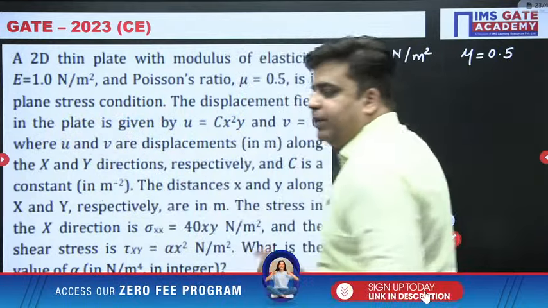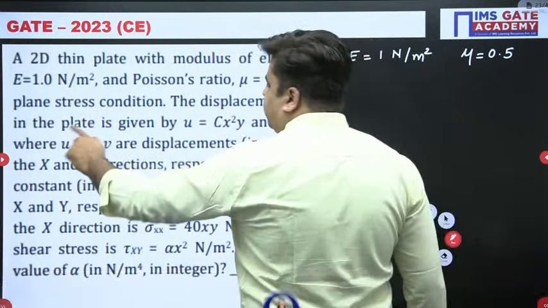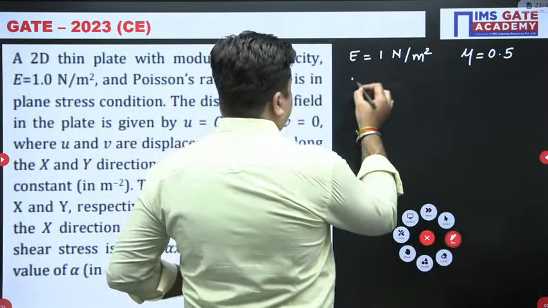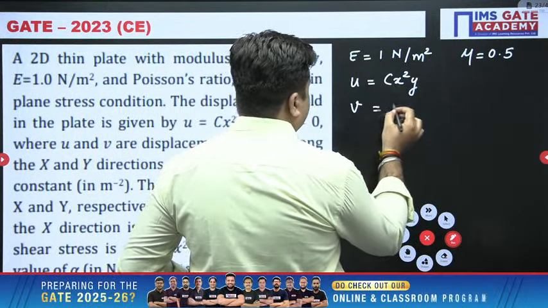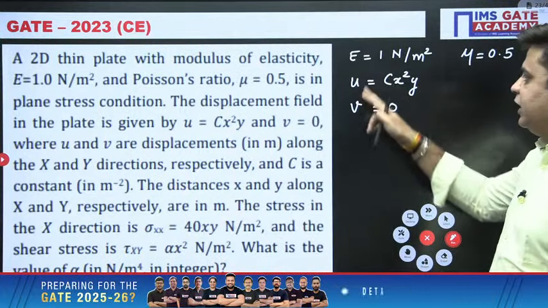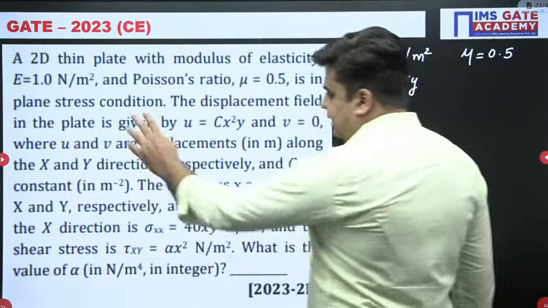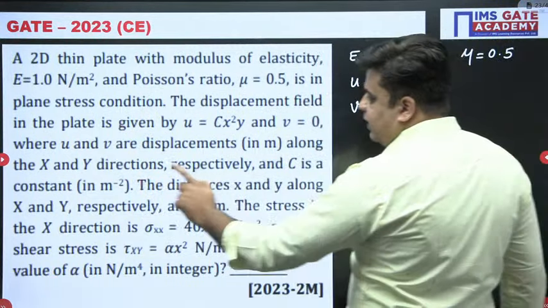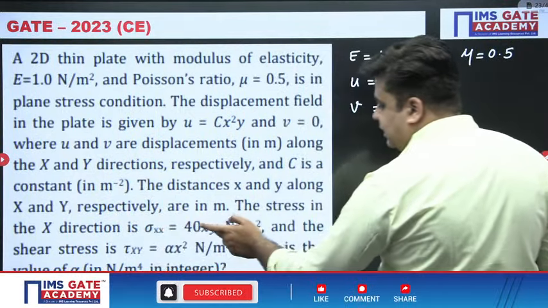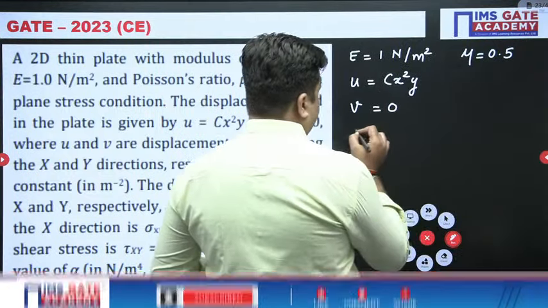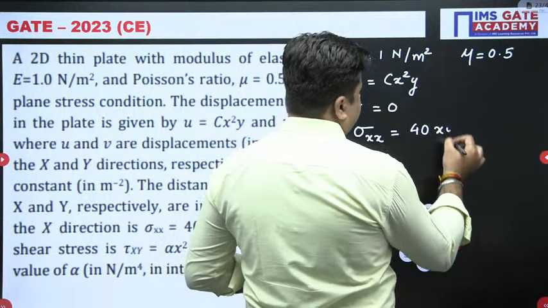Plane stress condition means biaxial loading. Sigma x and sigma y will be acting. The displacement field in the plate is given by u is equal to Cx square y and v is equal to 0. The displacement field means the change in coordinates u and v follows these relations. The displacements along x and y respectively are in meters. The stress in the x direction, sigma xx, is given to you as 40 xy Newton per meter square.